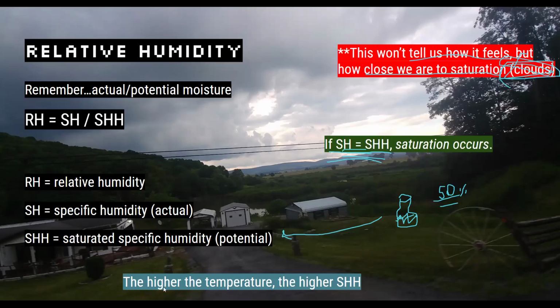So if we have a higher temperature, then there's a higher SHH. Let's say we had 50% relative humidity and the temperature goes up. What's going to happen to the relative humidity, assuming that the SH stays the same? If we have a greater denominator, that results in a smaller number. So this would be bigger because the temperature goes up, so maybe it goes down to 47. So that's how it works. The higher the temperature, the smaller the RH will be, only if, of course, the specific humidity stays the same.